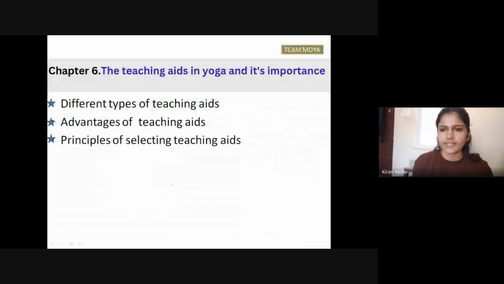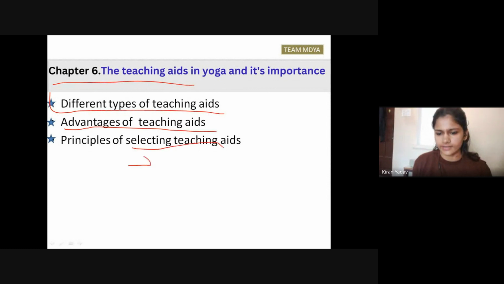Then in chapter number 6, teaching aids in yoga and its importance. Different types of teaching aids. This is very small and simple chapter. Next is advantages of teaching aids and principles of selecting teaching aids.